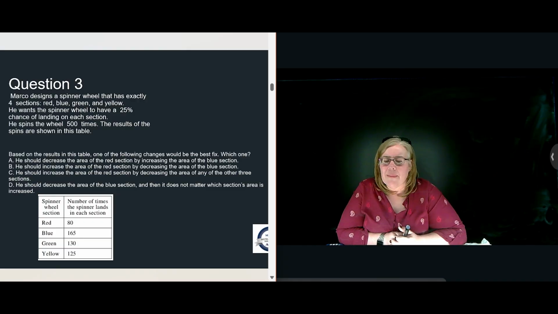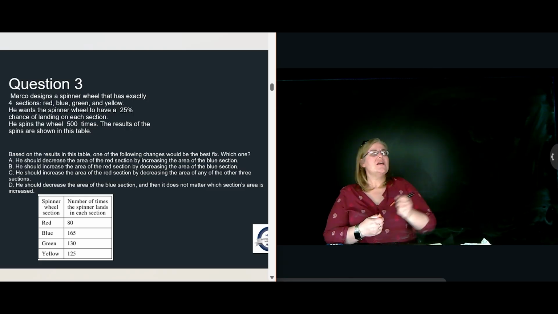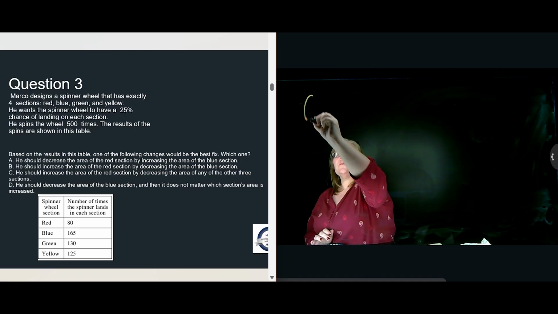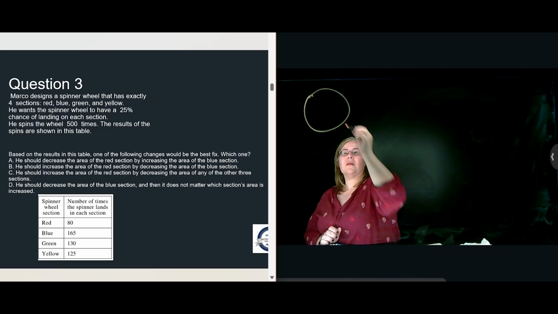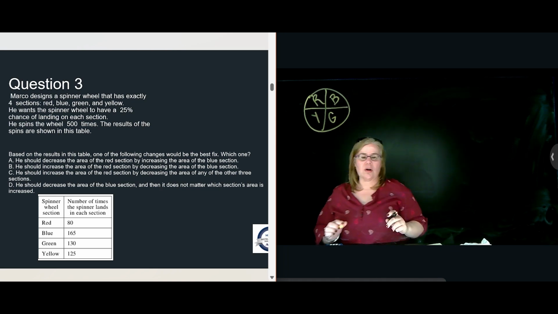Here we go. My red section, I had 80 out of the 500. My blue section hit 165 times out of the 500. My green section hit 130 out of the 500, and my yellow was 125 out of the 500. So it would look something like this. So here's our spinner, and you would have your red, your blue, your yellow, and your green.